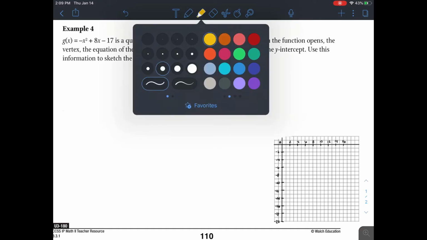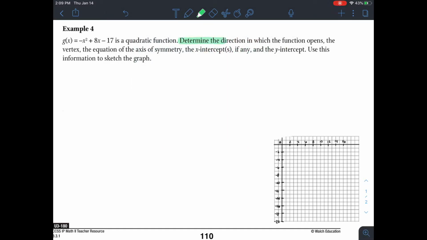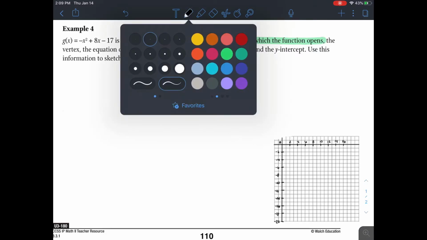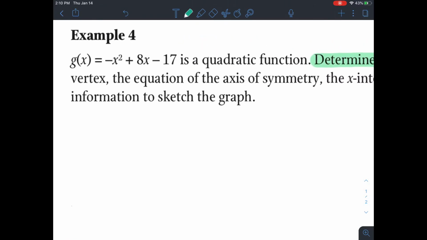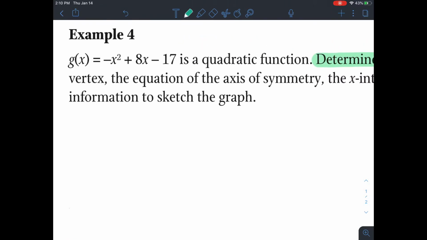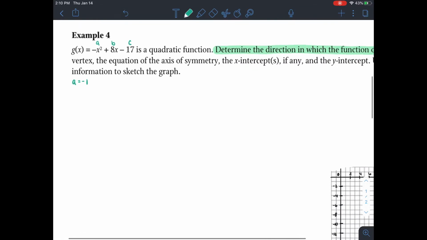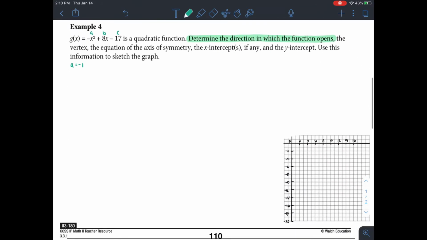and use this information to sketch our graph. So the first thing we're going to look at is to determine the direction in which the function opens. Remember, to determine which direction it opens, we're going to use our a value. So in this particular equation, we have an a value of -1. We have a b value of 8 and a c value of -17. So we are going to be using our a value.